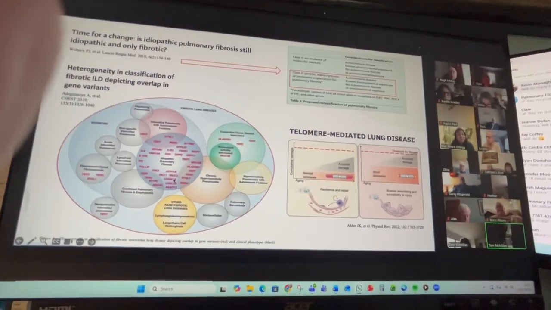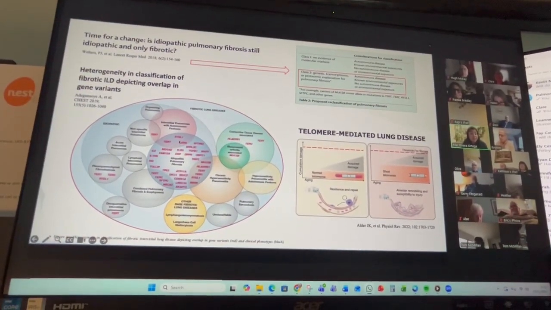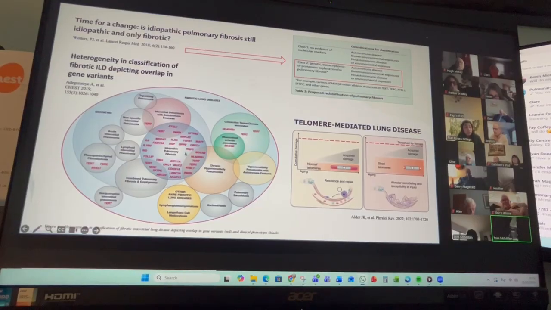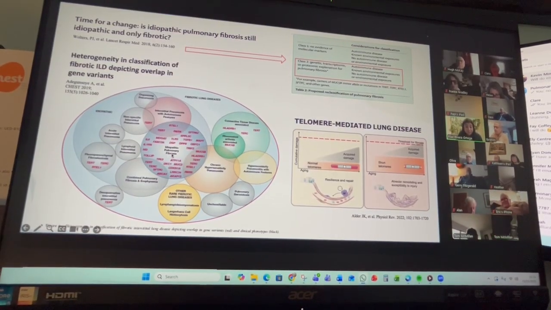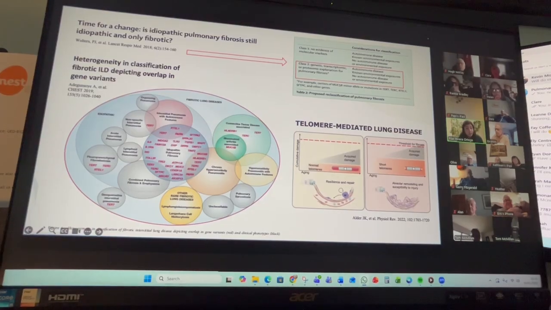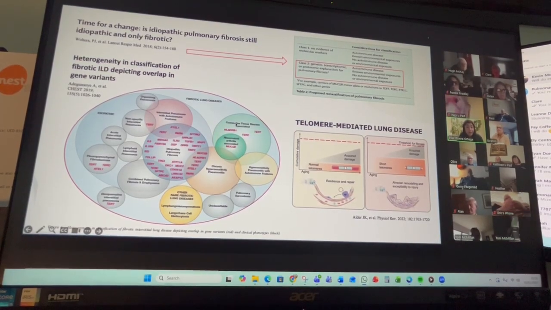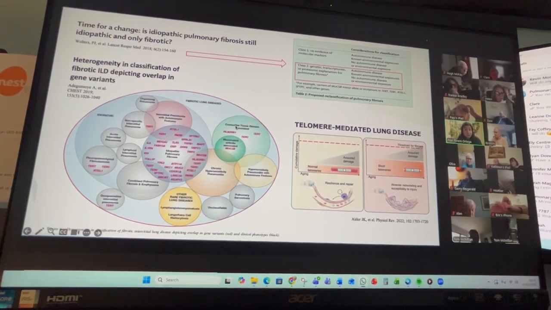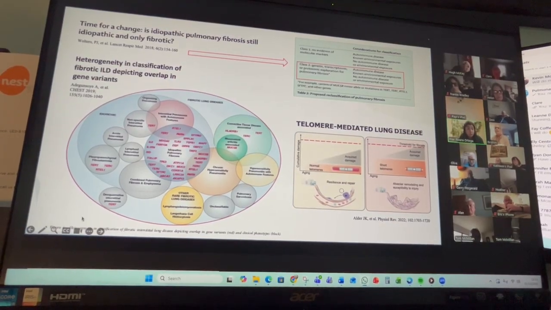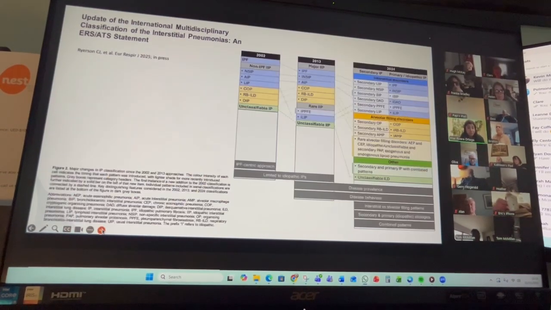And we can see that sometimes we can have variants related to diseases like idiopathic pulmonary fibrosis, but the same ones we can have variants associated with connective tissue diseases, associated with pulmonary fibrosis or other types of conditions.